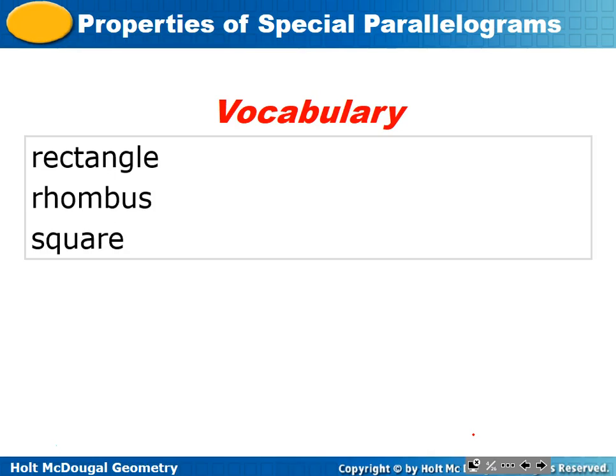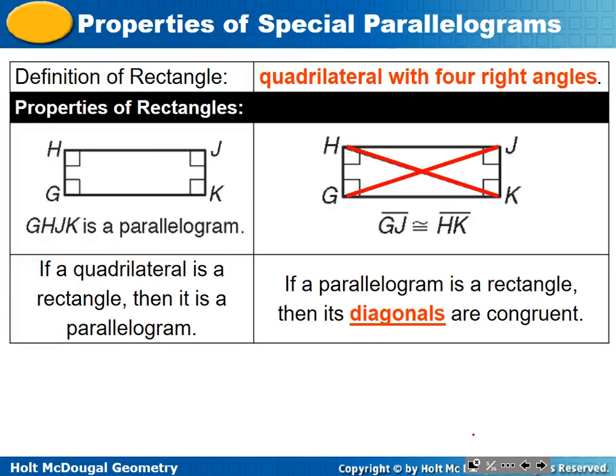So our vocab today is rectangle, rhombus, and square. The definition of a rectangle is a quadrilateral with 4 right angles. So you should write that down. And remember again that if a quadrilateral is a rectangle, then it's a parallelogram, so all those properties we just talked about are true.